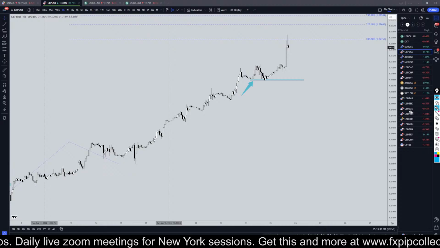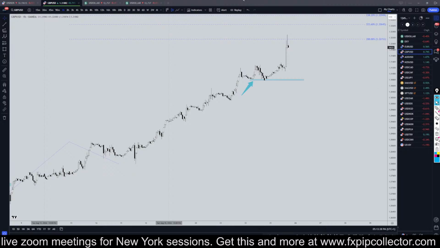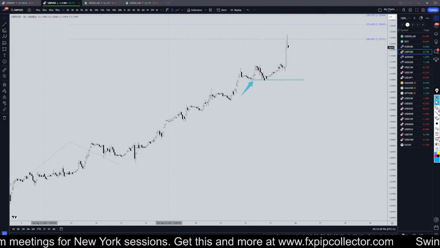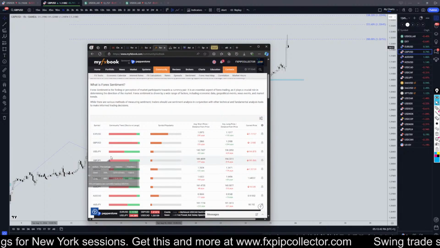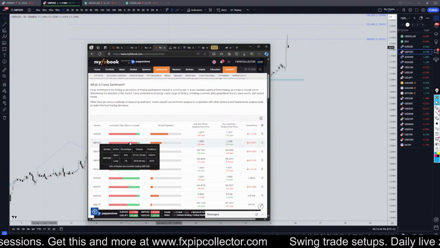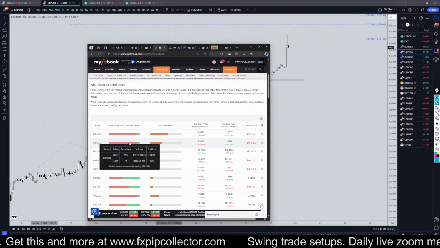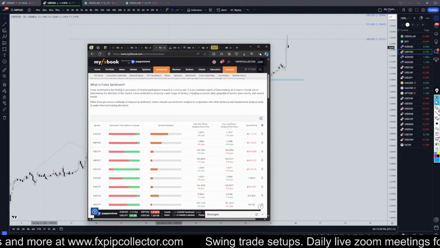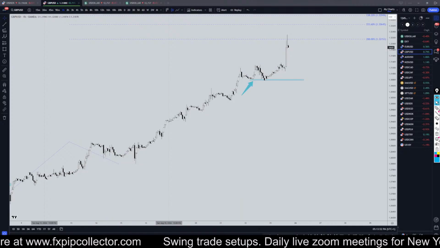When I just showed you what retail traders were doing, what were retail traders trying to do on the pound dollar? This is a chart showing what retail traders are doing. This is basically the COT data. 93% of people are trying to short it right now, and they've been trying to short it all month long.